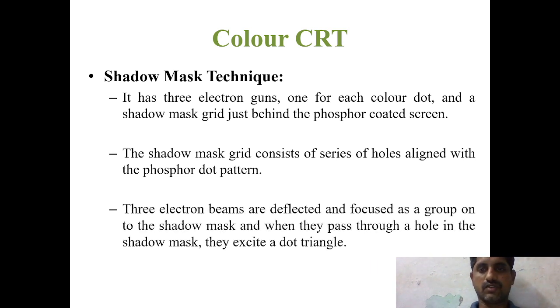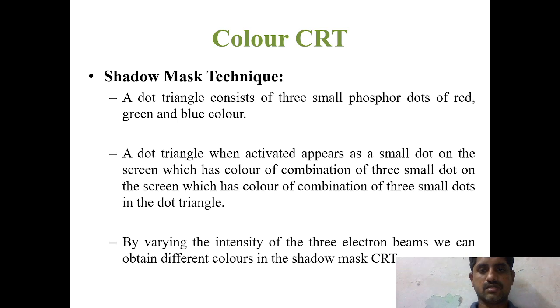It has three electron guns, one for each color dot, and a shadow mask grid just behind the phosphor coated screen. The shadow mask grid consists of a series of holes aligned with the phosphor dot pattern. Three electron beams are deflected and focused as a group on the shadow mask, and when they pass through a hole in the shadow mask, they excite a dot triangle. A dot triangle consists of three small phosphor dots of red, green, and blue color. When activated, it appears as a small dot on the screen with a color that is a combination of the three small dots. By varying the intensity of the three electron beams, we can obtain different colors in the shadow mask CRT.